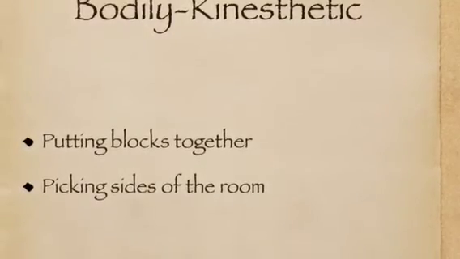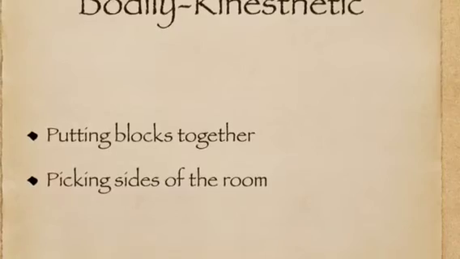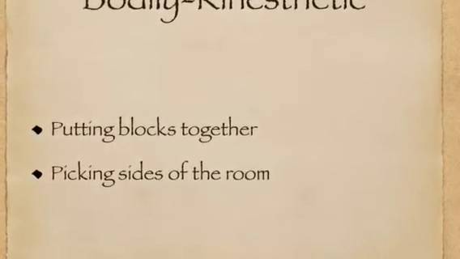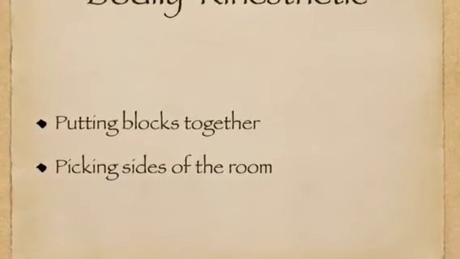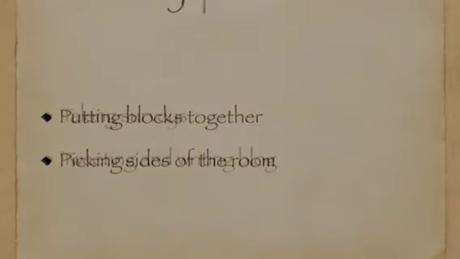Bodily kinesthetic students will be able to put blocks that have themes on them in a certain order, and they will be able to move from one side of the classroom to another, based on whether they agree or disagree with their peers on certain questions that the teacher will ask about the theme of the story.